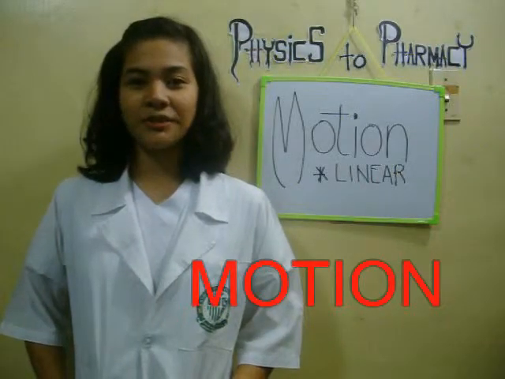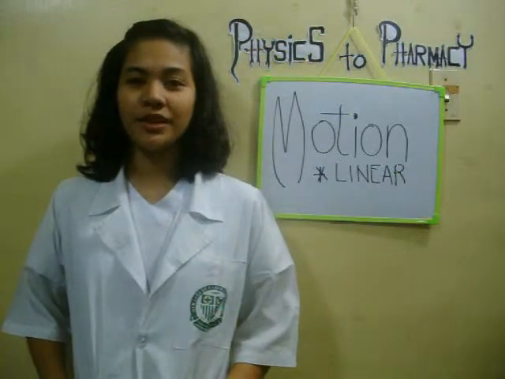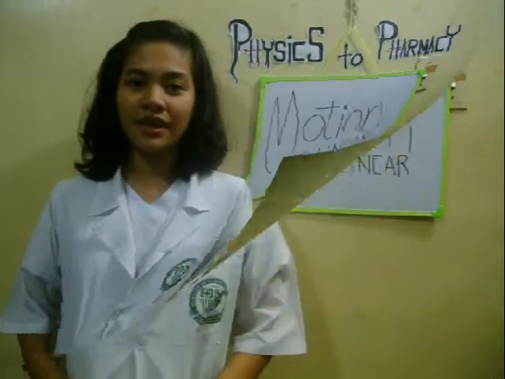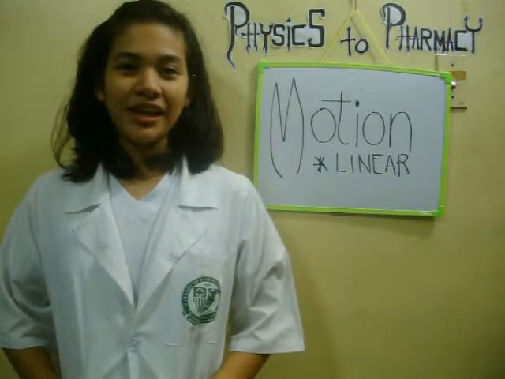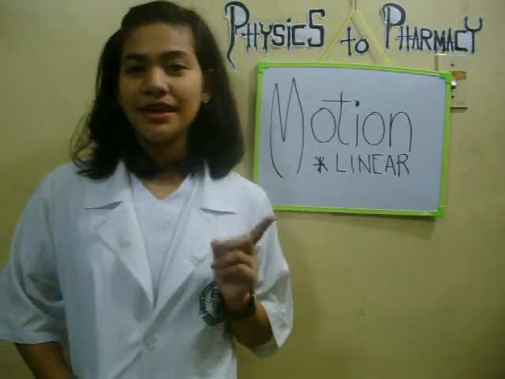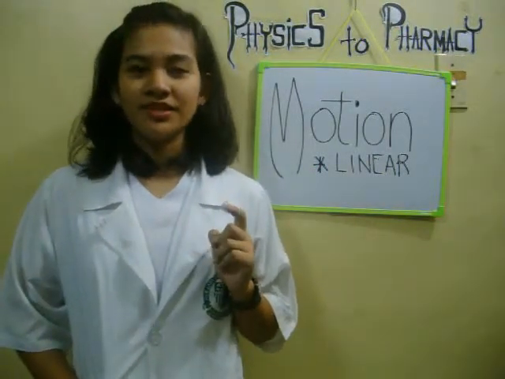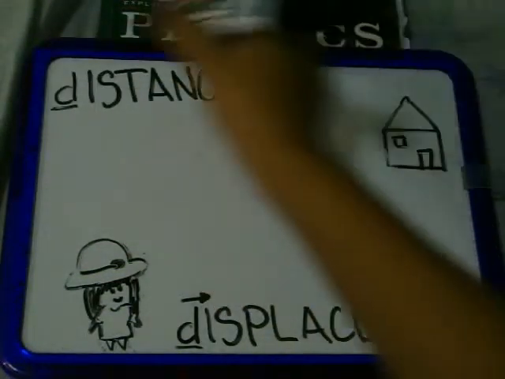First, let's determine what motion is. Motion is the relationship between the distance traveled and the time taken. Before we proceed to linear motion, let's define and differentiate distance from displacement and speed from velocity. What is acceleration? Starting with the distance and displacement.